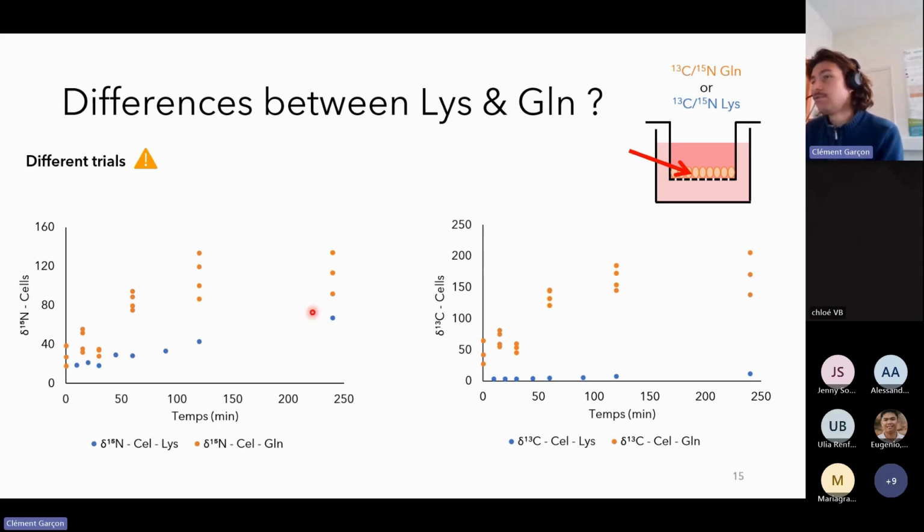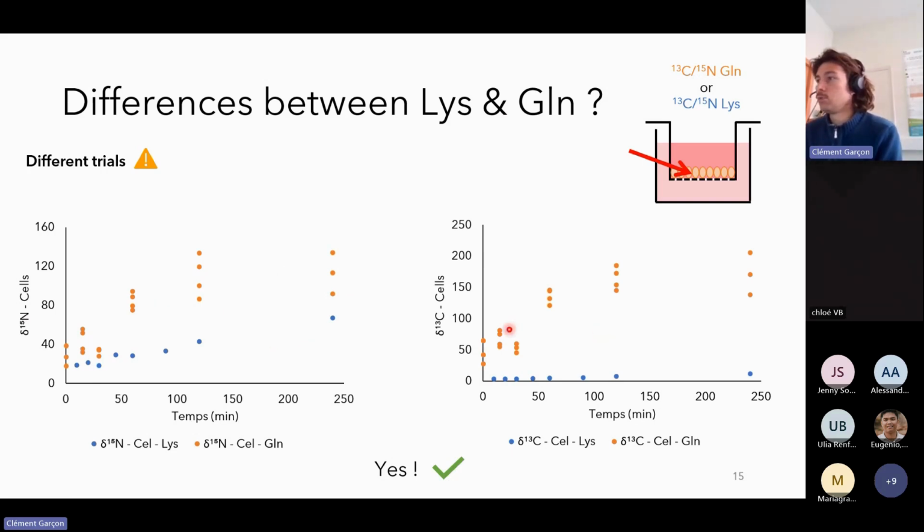But we see differences in kinetics between the two amino acids, with a more linear increase for lysine and a more curvilinear plateau for glutamine. Now it's a bit difficult to draw a conclusion on this yet, but it's something we need to investigate further. So we see differences, yes, and now what are they due to?